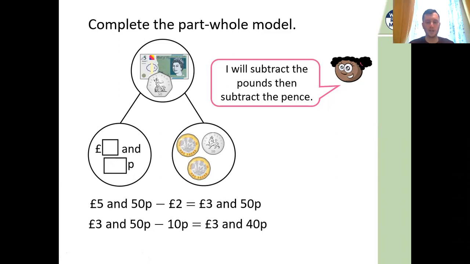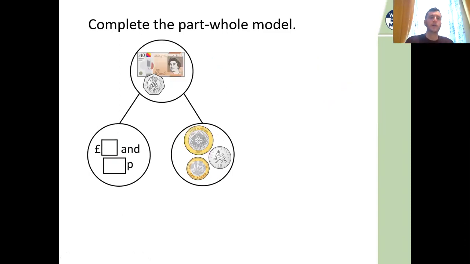So you can start by subtracting the pounds from the total, then subtracting the pence from the total, and you get the same answer. Which method do you prefer? Do you prefer the method where we show the pounds and the pence in the same way as the parts, or do you prefer this way where we subtract the pounds first and the pence? You can choose. Let's look at another one together.